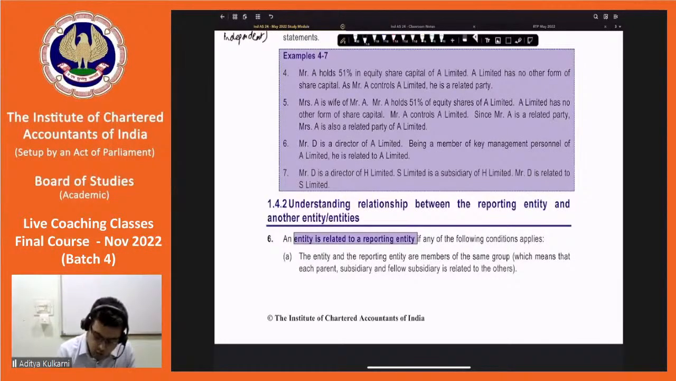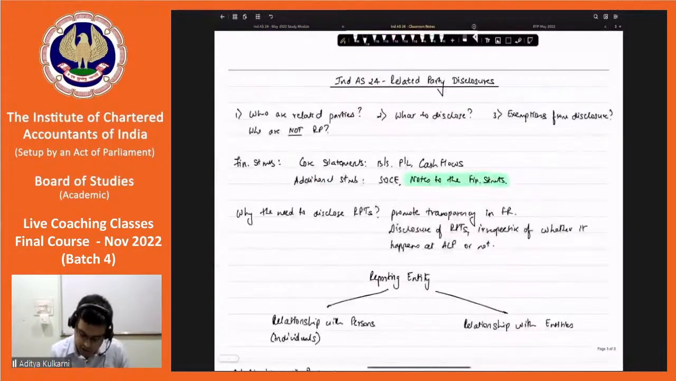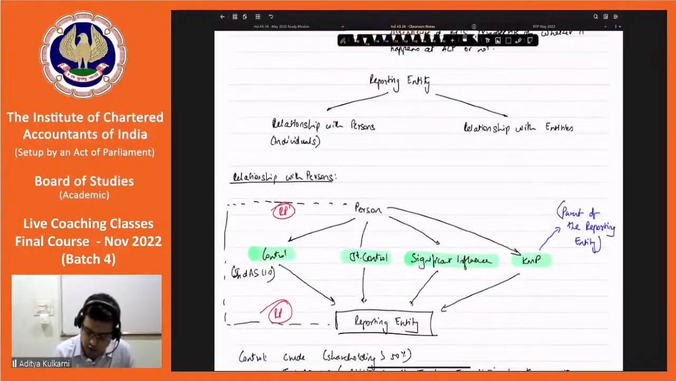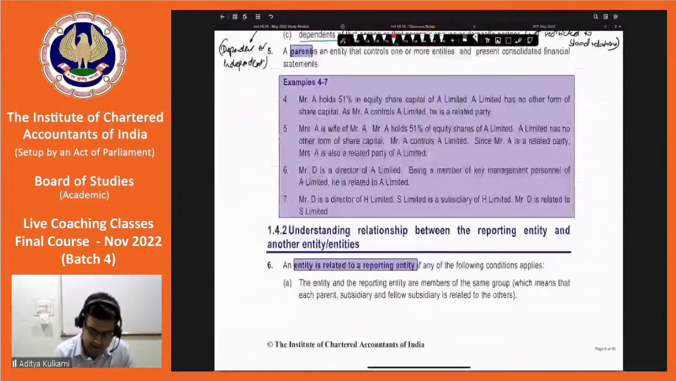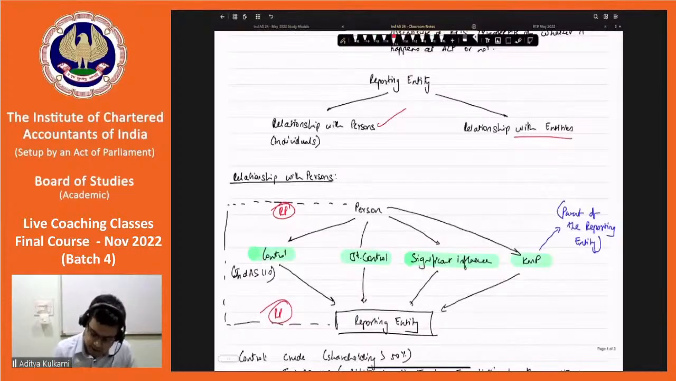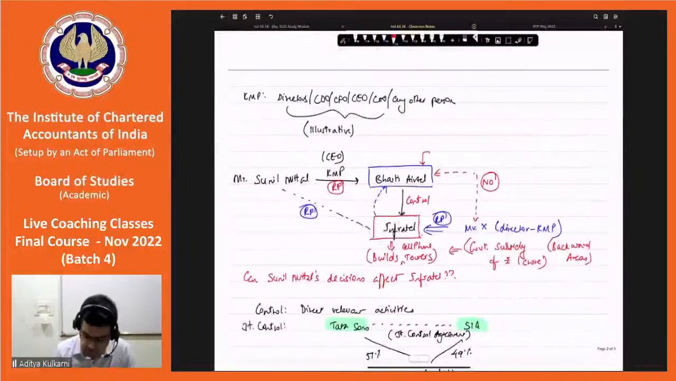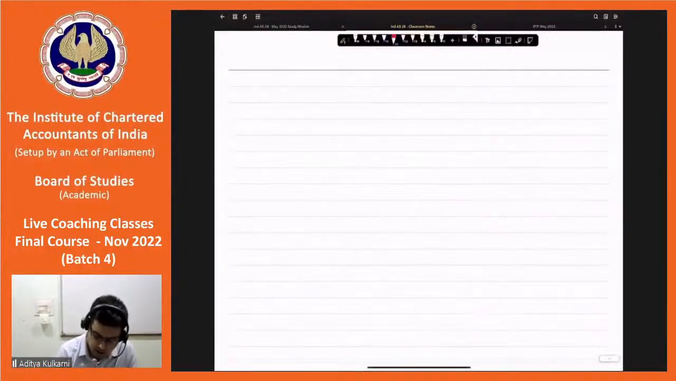Okay, so now we have completed. I told you that relationships are of two types, with persons and with entities. So we have completed this part. The next 1 hour till 9 o'clock, forget that you have any other thing in mind and just put your full focus on this. Okay, so relationship with entities is what we are starting now. And my suggestion, if you can implement, draw the charts along with me.